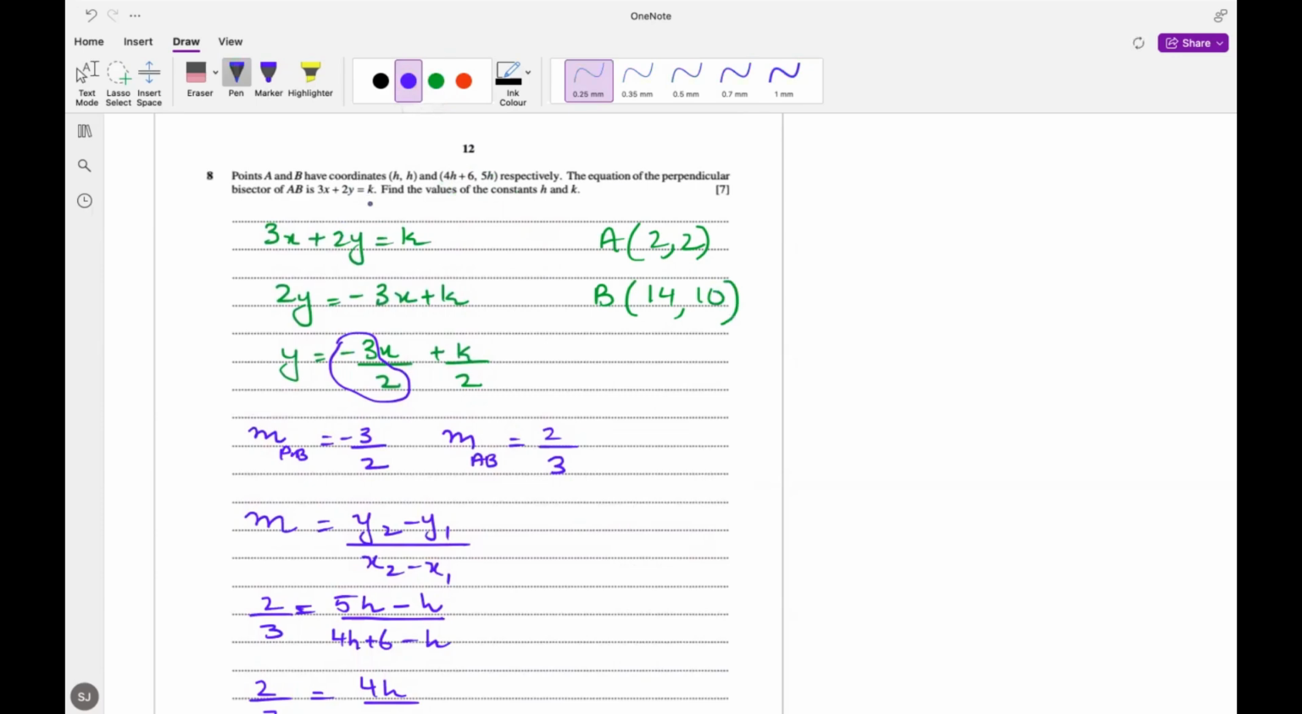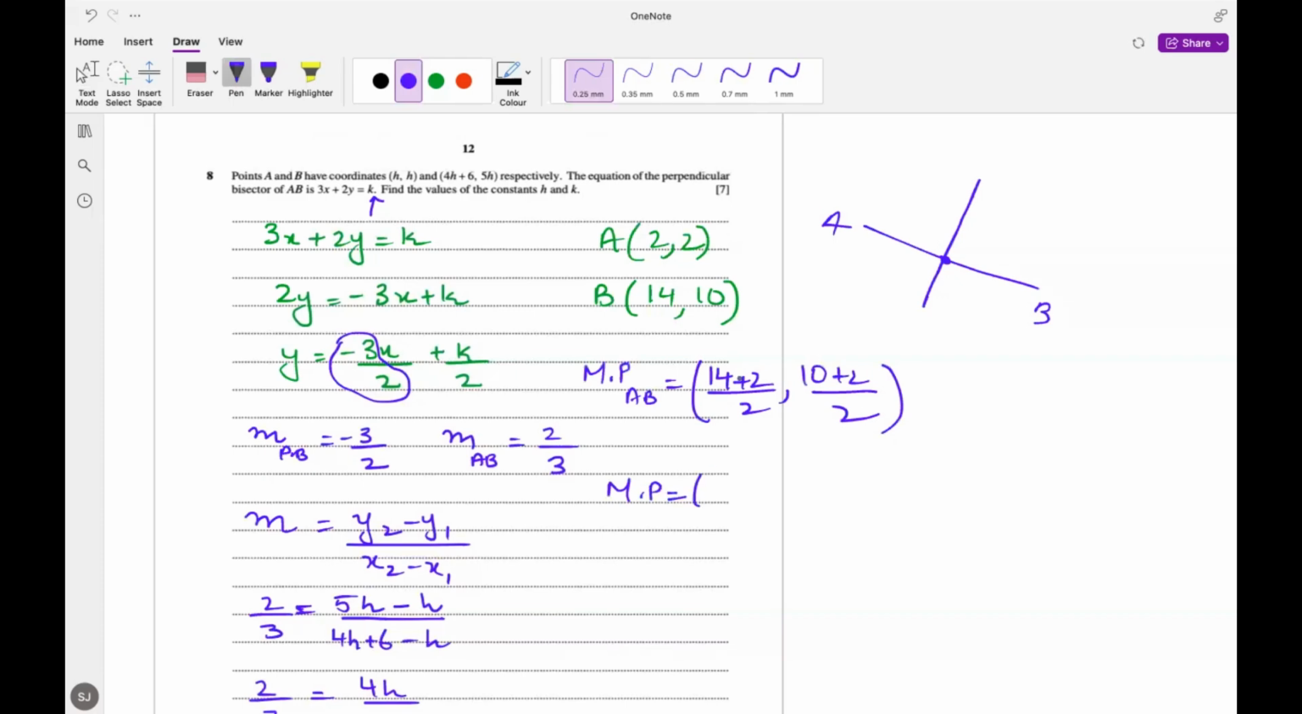Now to find the value of k, we know that the perpendicular bisector of AB intersects AB at its midpoint. If we are able to find the coordinates of the midpoint, we can substitute them in this equation to find the value of k. The formula for the midpoint of AB is (x1 plus x2) upon 2. So this will become (14 plus 2) upon 2, (10 plus 2) upon 2. The coordinates of the midpoint are 16 upon 2, which is 8, and 12 upon 2, which is 6.